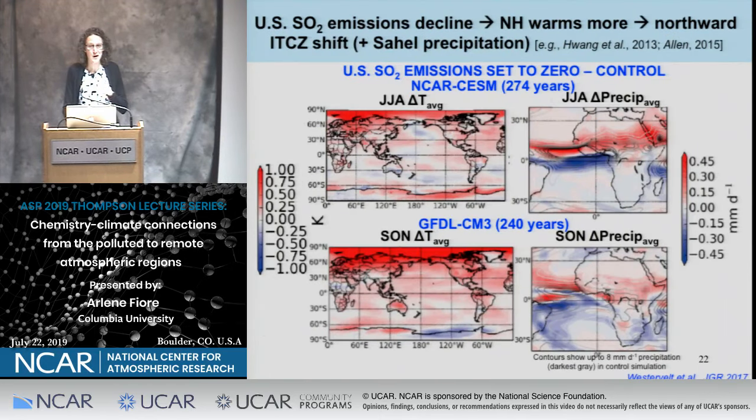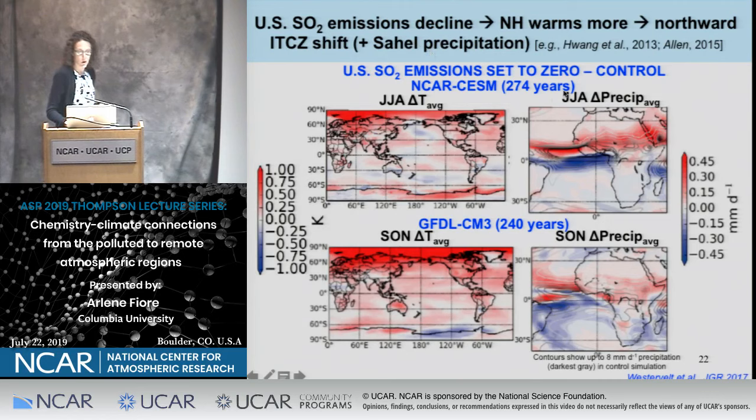And so I'm just going to show you a couple highlights. This work is led by Dan Westervelt, a research scientist at Lamont. I'm pulling from a pair of papers. The first is this one in JGR, where Dan found that as US SO2 emissions decline, what we're looking at here is the change in average temperature in summertime in the NCAR model and fall in the GFDL model. We see this asymmetric warming of the northern hemisphere since we've removed SO2, which is leading to less sulfate formation. And remember, sulfate is a cooling influence. So when we remove it, it's a relative warming relative to the simulation that has the sulfate in it.